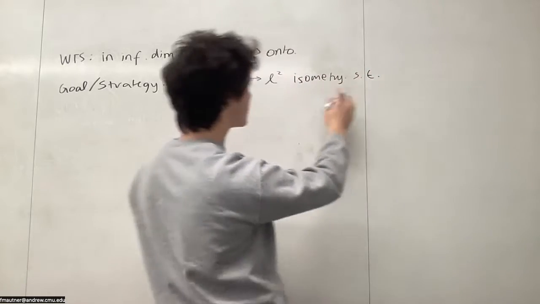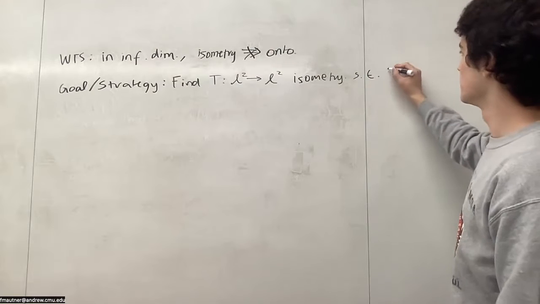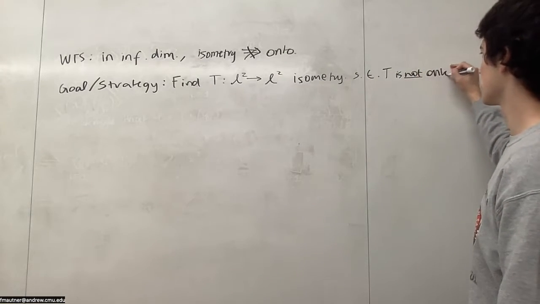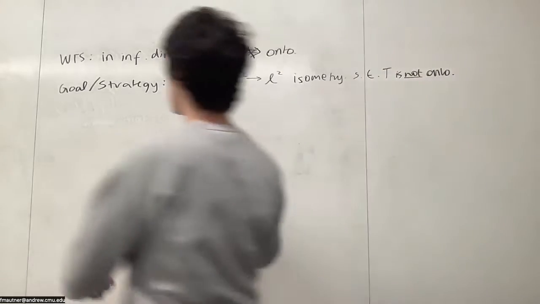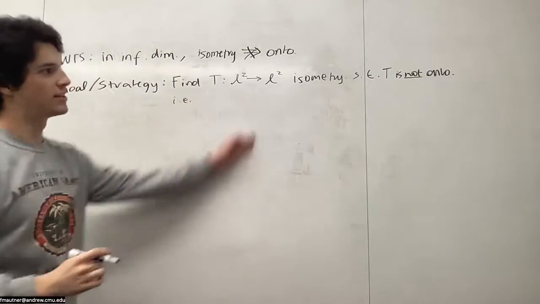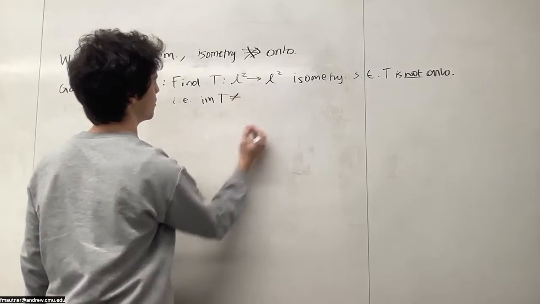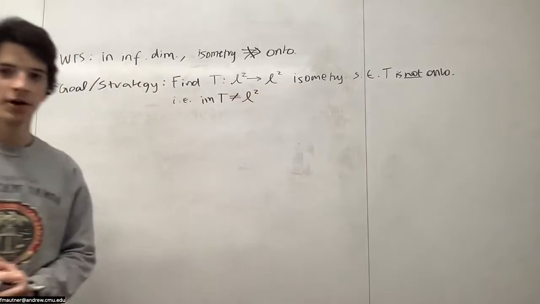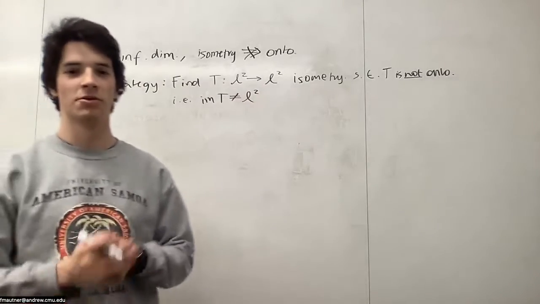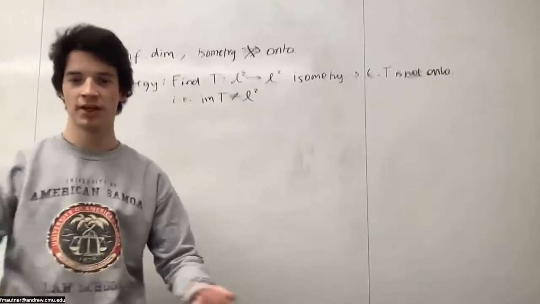Such that T is not onto. In other words, I want to show that T is not onto. That just means that the image of T is not all of L2. Okay, so of course the first thing we need to do is find a linear transformation, prove that it is an isometry, and then show that it isn't onto.